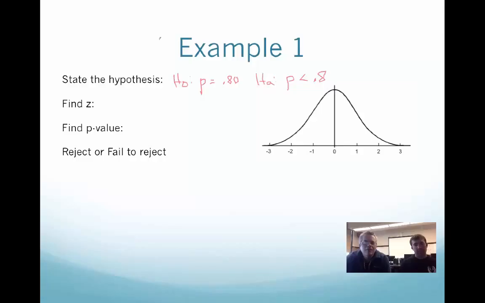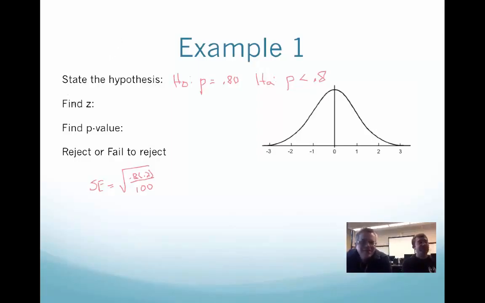Find the value of z. First we have to find the standard error, or actually the standard deviation, because we're using p. It would be the square root of 0.8 times 0.2 divided by 100. Actually, it wouldn't use the 0.73, because that was the sample. We're assuming the true proportion is 0.8.